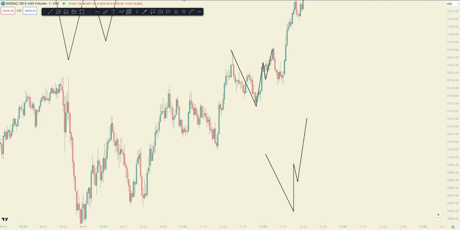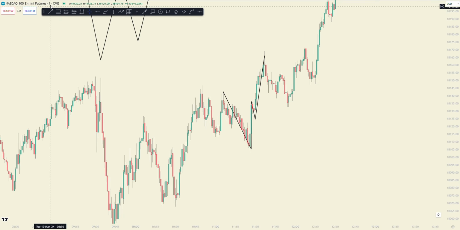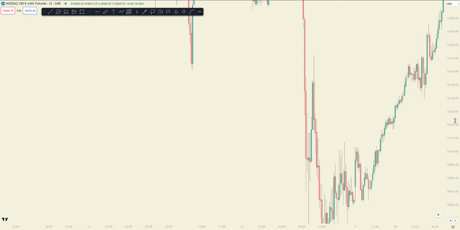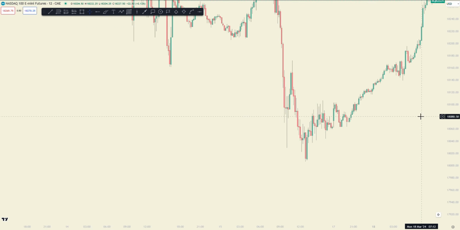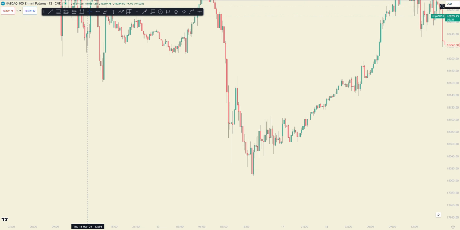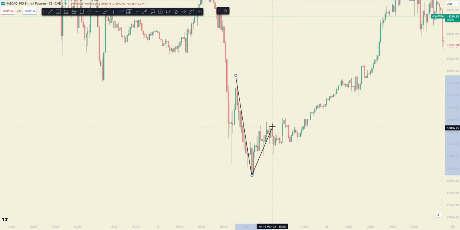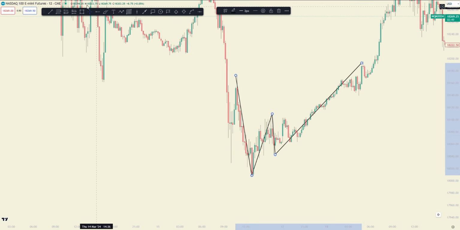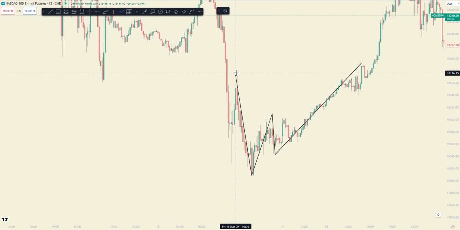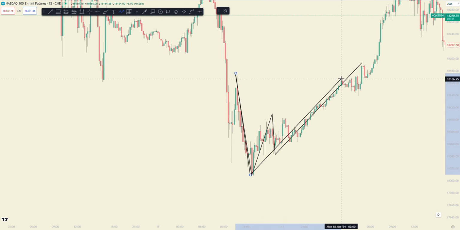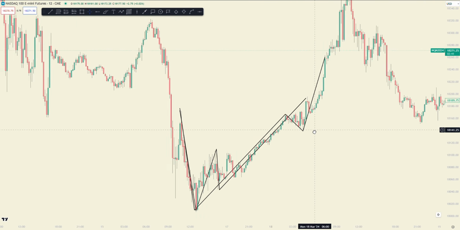Let's see if it works on a higher time frame, right? Let me go to the 12-minute. Here we are. We traded down, we traded up towards, we traded away, and then it comes and takes, right? And if you want an even higher time frame, we traded down, we traded up towards, we traded away, and then it goes and takes, right?